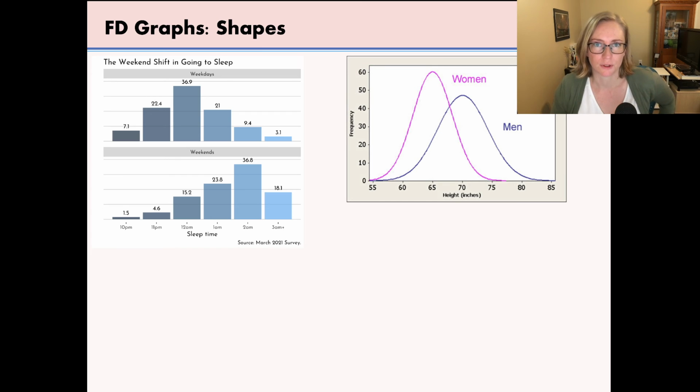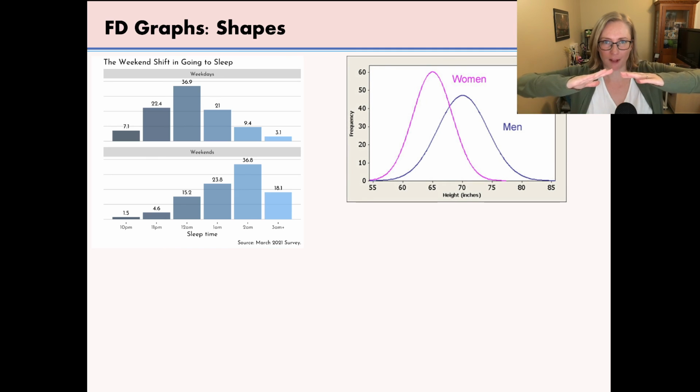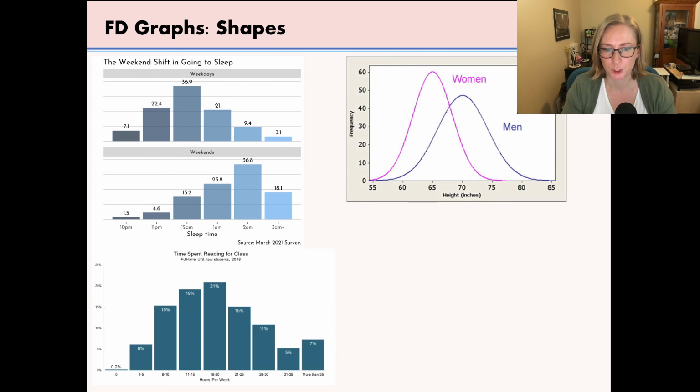But the shape is different. And we'll talk about this in chapter 4, the variability. Specifically, it's called the kurtosis. So basically, how pointy versus how flat the curve is. The women's curve is more pointy, you don't have as many values, versus the men's, it flattens out. So you have more variability, more actual options of height for men, right? So that's another way that we can talk about the shape of a distribution.